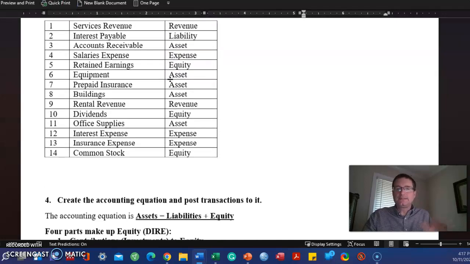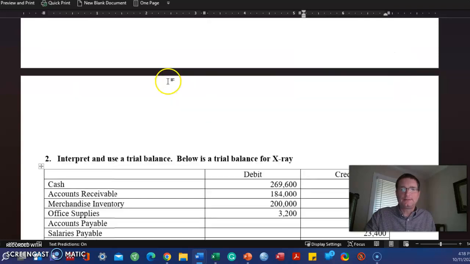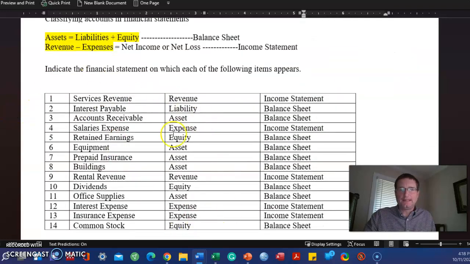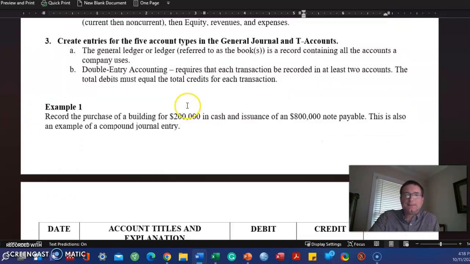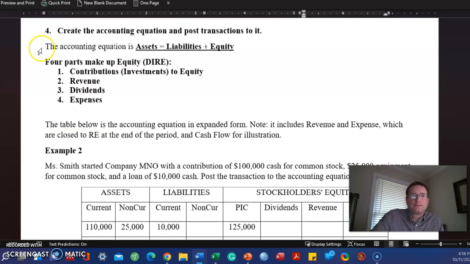All right, and we've covered this already in a prior video. I combined both of these. I thought it was easier just to combine them, and I did it right here, so I'm skipping that now. The accounting equation is assets equal liabilities plus equity. We've talked about that in almost every video we've done so far in this course.